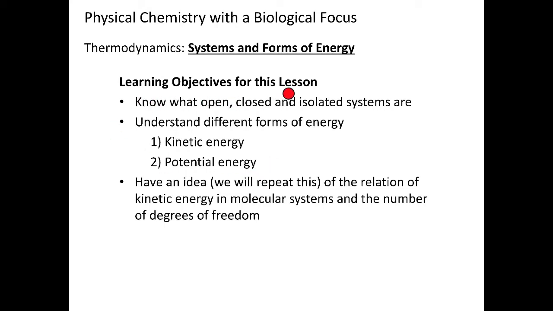The learning objectives for today are that we know what an open, closed, and isolated system is, and we understand the different forms of energy, in particular kinetic energy and potential energy, and that we have an idea, and don't worry, we will repeat this later, of the relation of kinetic energy in molecular systems and the number of degrees of freedom. This is something that we will touch upon, but as I said, don't worry, we will repeat this later in much more detail.